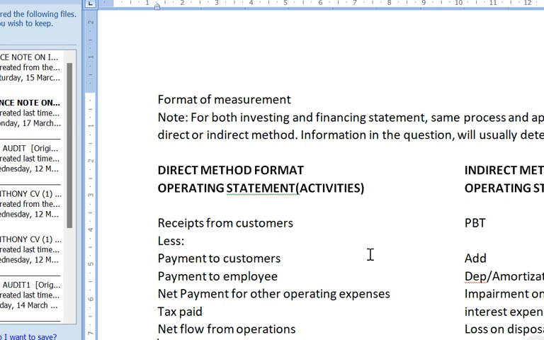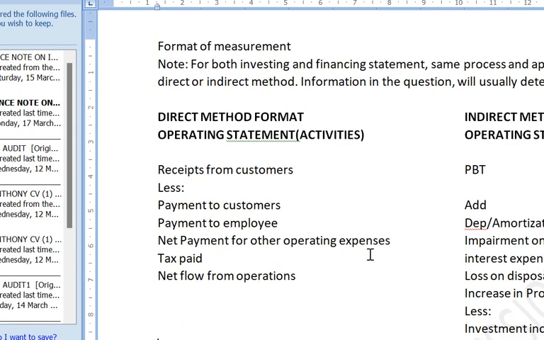Now, the format that we use under the indirect method is as follows. We start with the profit before tax, or profit before interest and tax, as it were. You add back depreciation or amortization. If you have impairment on goodwill, certainly you will see it when we get to consolidated accounts, impairment on goodwill, if you have it, you add it back. If you have interest expense, that is finance cost, you add it back.